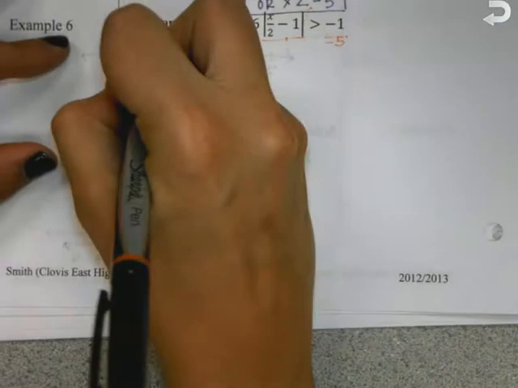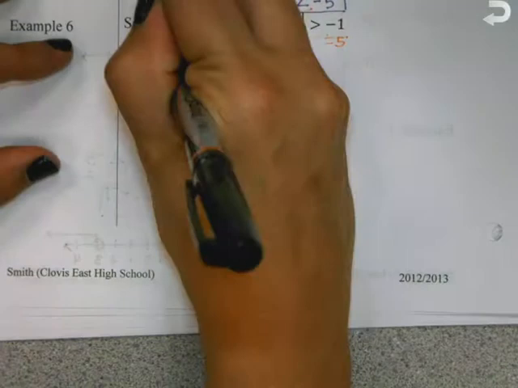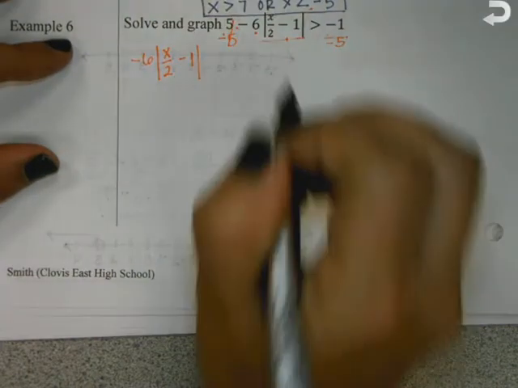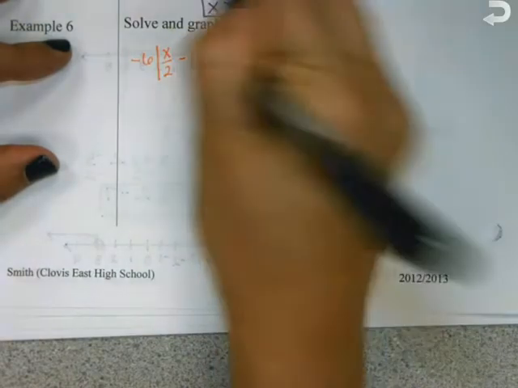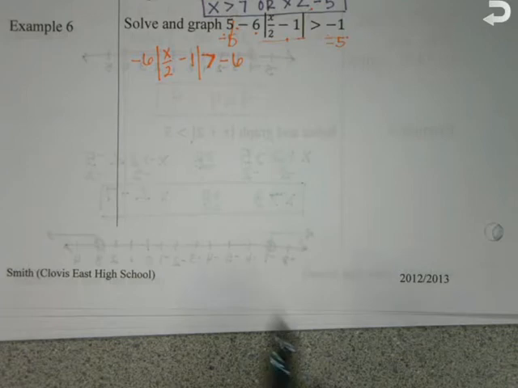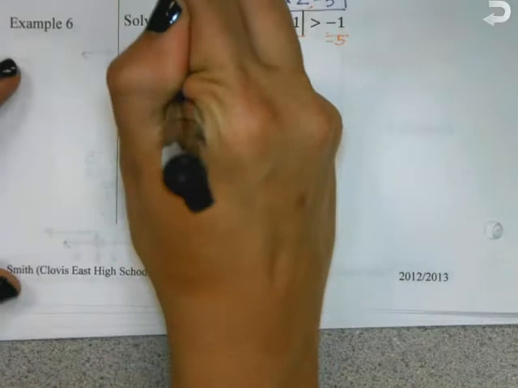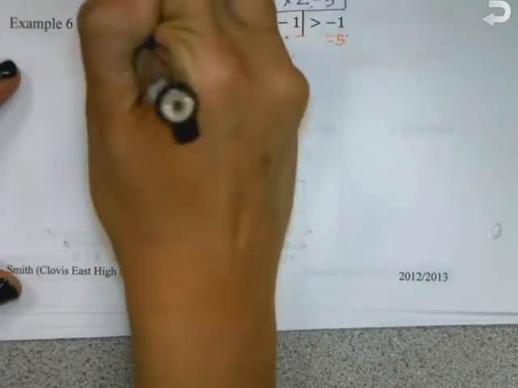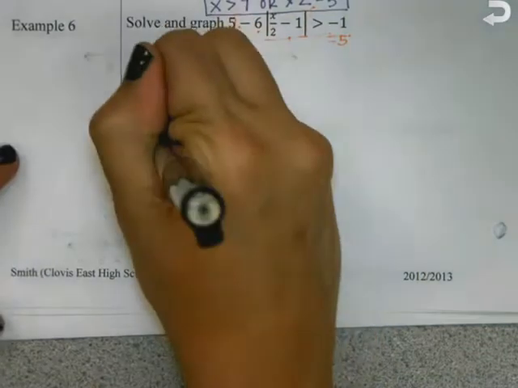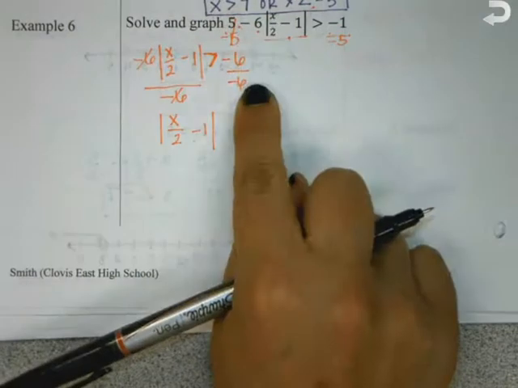Okay, we still don't have absolute value by itself yet, so let's divide both sides by negative 6. Those negative 6's are going to reduce to 1. So I will have the absolute value of x over 2 minus 1. Now, since I divided by a negative, this greater than symbol is going to flip to less than. Negative 6 divided by negative 6 is positive 1. So now I don't have a special case anymore. So that's why it's very important for us to get the absolute value by itself before we do anything else.